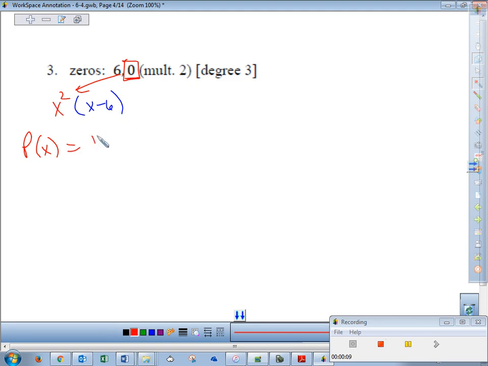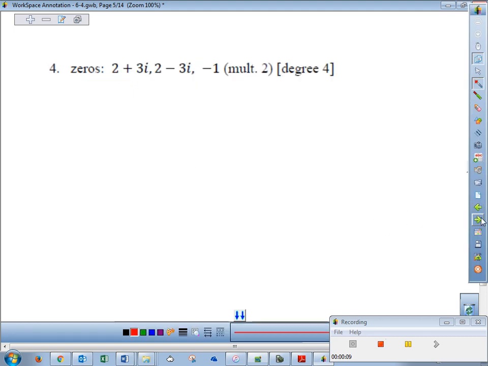Just distribute. X cubed minus 6x squared. Done. Simple. Thank you. Nice one. Next one, not so simple.